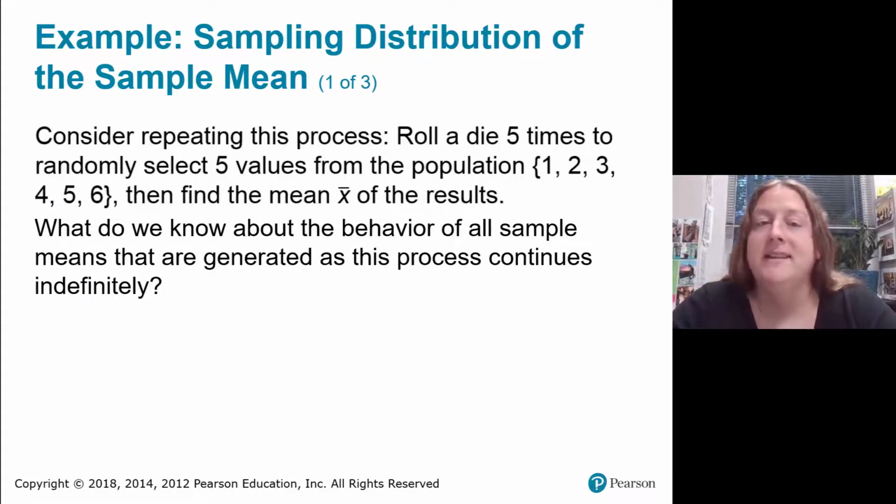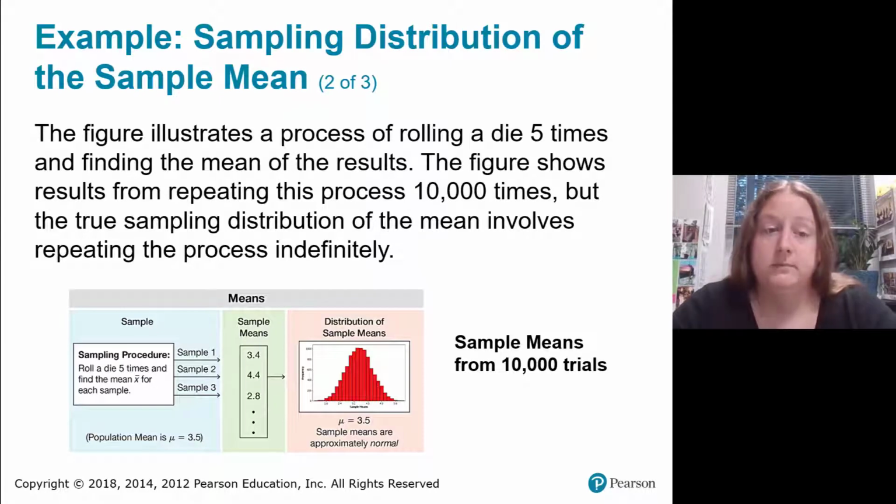So again, let's think about rolling a die 5 times to randomly select 5 values from the population, and then we're going to find the mean of the results. So let's take a look at what we know about the behavior and what happens if this continues indefinitely. Here again, we've done this 10,000 times. We would have to do it indefinitely to get the true value. But taking the mean of all of the numbers that we roll, they can range from 1 to 6.